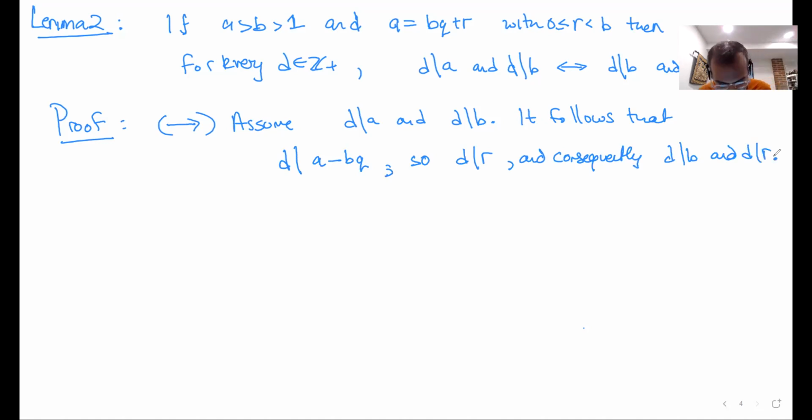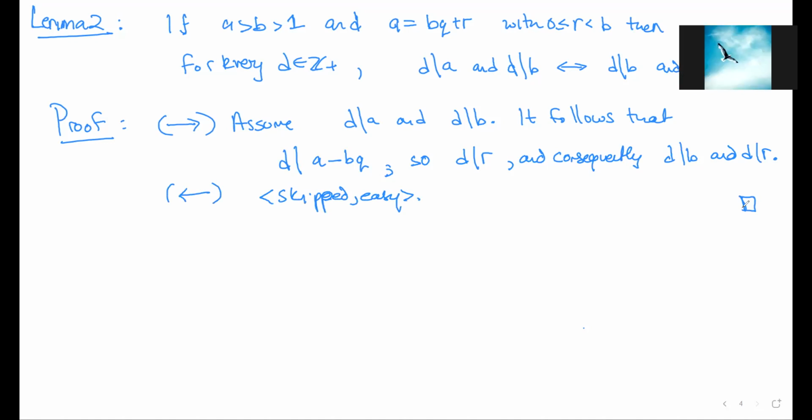Okay, so it's not hard to see this. The other direction is skipped. It's easy. You can do it later if you want. But this is the key lemma, that the pair AB has the same set of common divisors as the pair BR. How did you get that it follows that D divides A minus BQ?